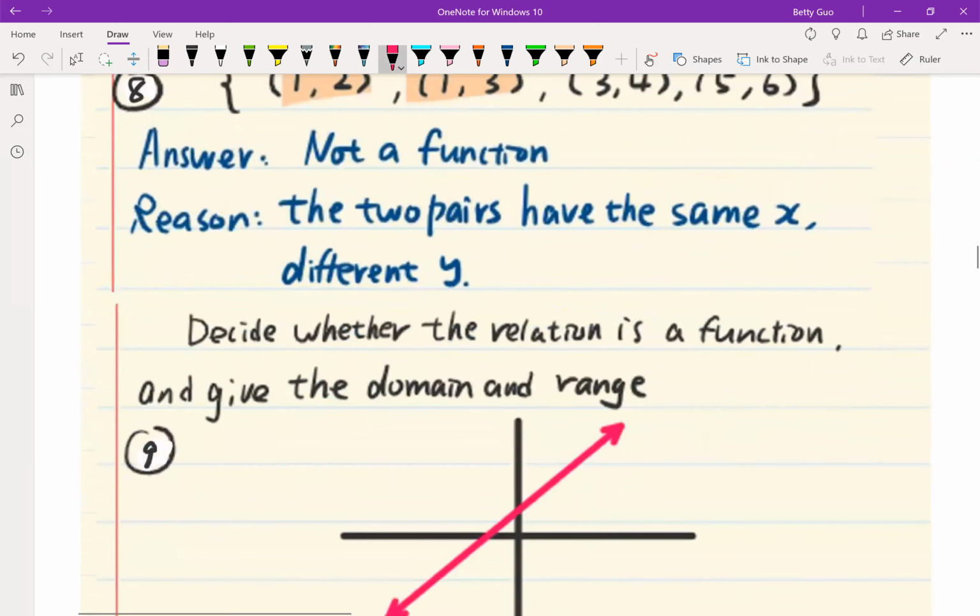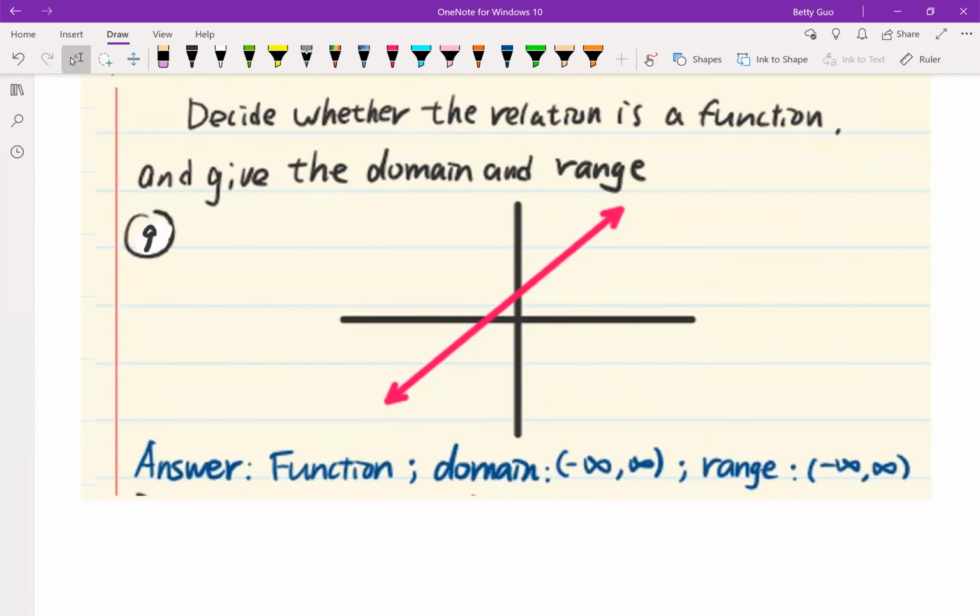Number 9, decide whether the relation is a function and give the domain and the range. Look at the graph. The graph is a straight line. You see the 2 arrowheads means the line extends in both directions indefinitely.